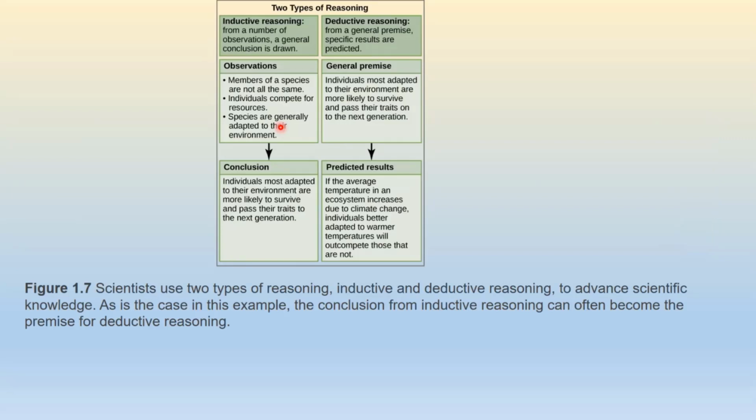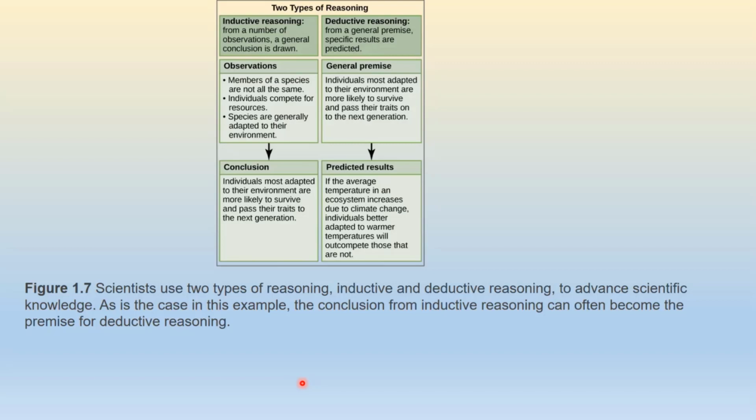Another diagram here is the two types of reasoning. You're going to have to read with me here. This is a figure, again, don't pay attention to the figure numbers. Scientists use two types of reasoning. We mentioned this last week, inductive and deductive reasoning, to advance scientific knowledge.